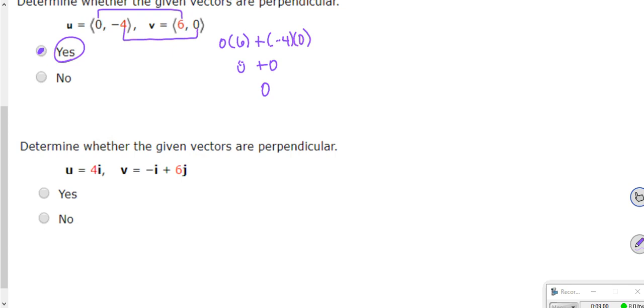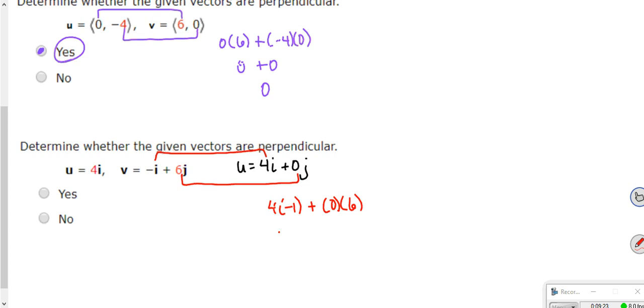Now, keep in mind on this one, my u is actually 4i plus 0j. So when I go to do my products, I'm doing the i's and the j's. So it's 4 times negative 1 plus 0 times 6. So negative 4 plus 0 is negative 4. Is that perpendicular? No. Sorry, I thought it was odd that I had skipped one. Okay, now this page.